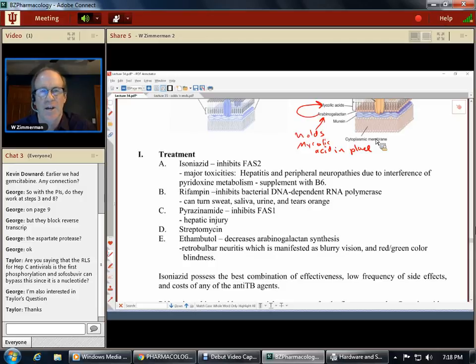incorporated into the chain and causing termination. So, yeah, you're hitting, the first phosphorylation's already done. And you can bypass that since it's a nucleotide.